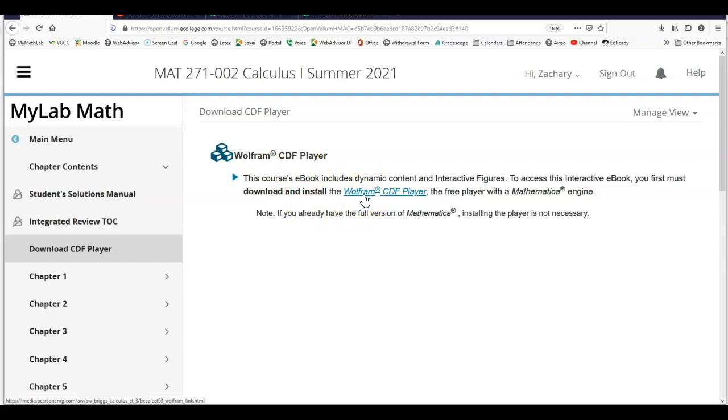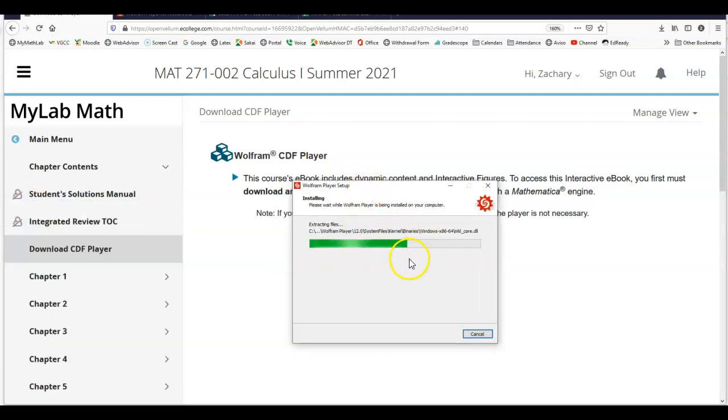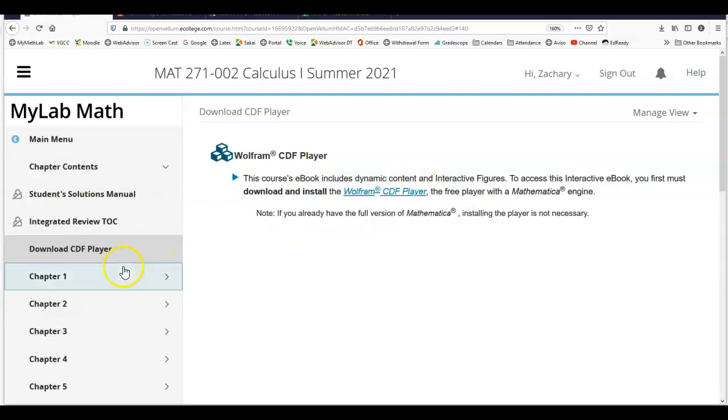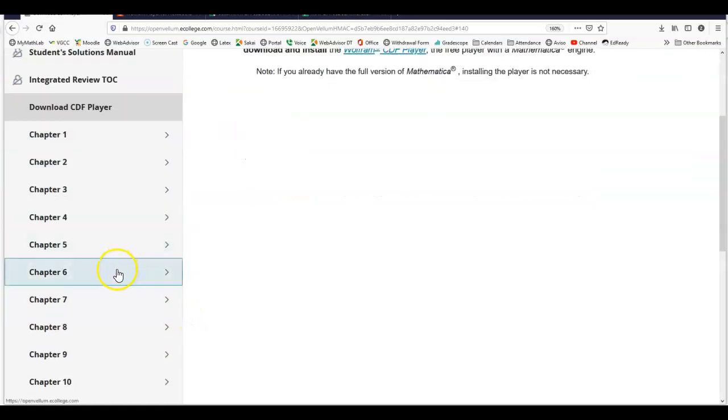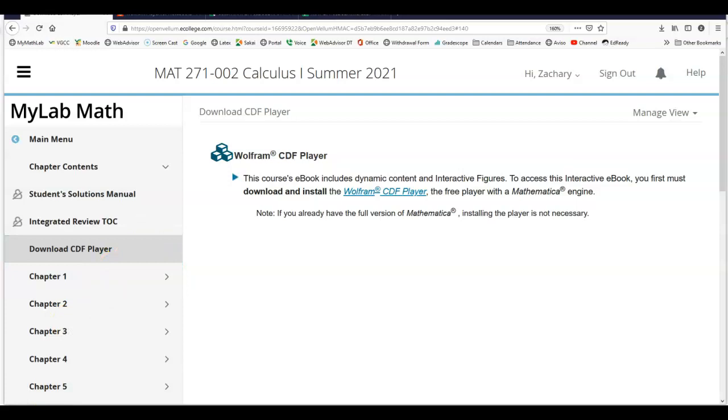You'll have to put in your name, your school, your email address. So go ahead and put those in. And then you're going to see a little installing box like this. It'll take a little bit of time to install. But once you install that, then you'll be able to bring up the ebook in my math lab. And we'll do that in just a second here.